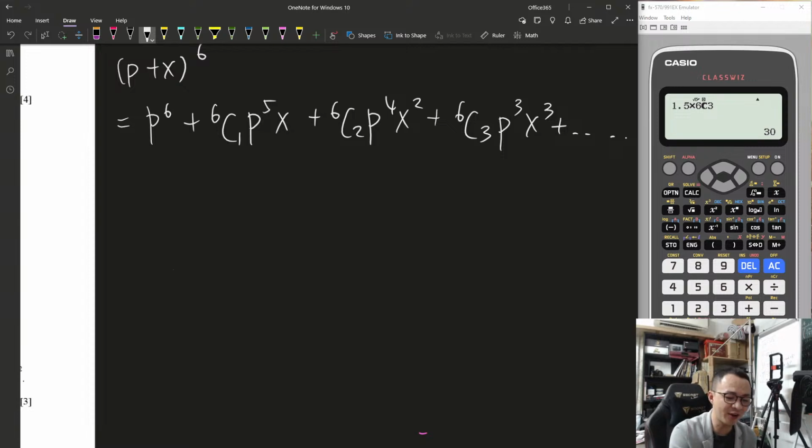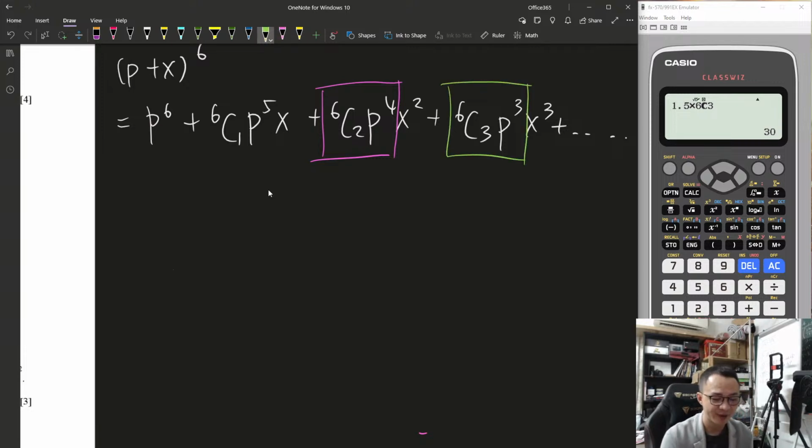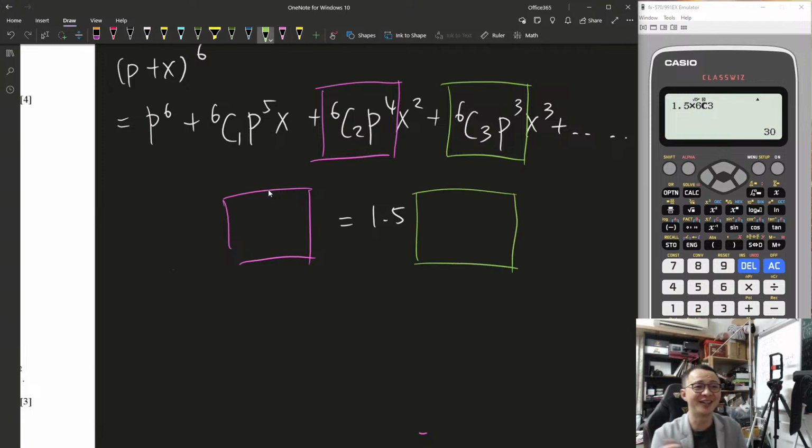Okay, the question tells me the coefficient of x power of 2, which is this one, is 1.5 times the coefficient of x power of 3. So that means I know the pink color one will equal 1.5 times the green color one. Yeah, I'm sorry if any students here are colorblind. Maybe you can't see it.